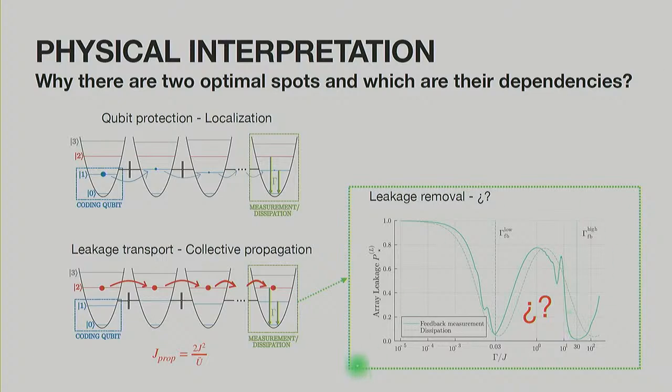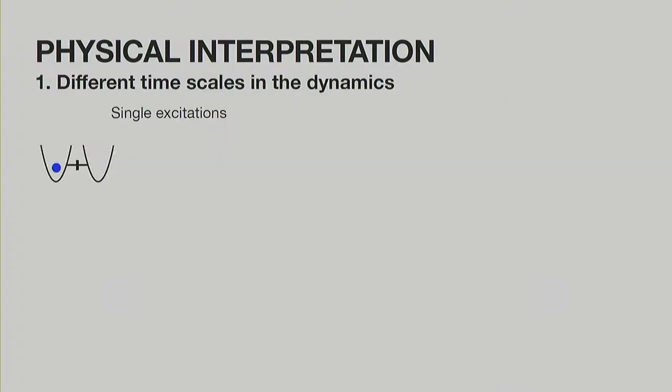That also depends on this. And for that, we focus on the simplest case of just two transmons, the coding one and the measure one. In the paper, there are more generalizations, but this is easier. So the idea is that the different excitations have different time scales.